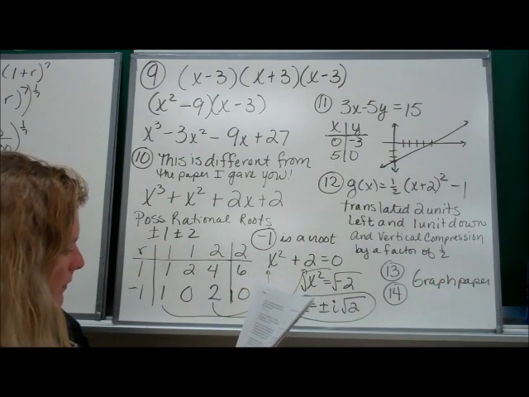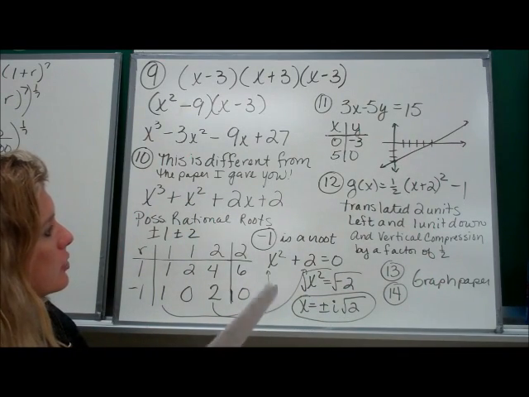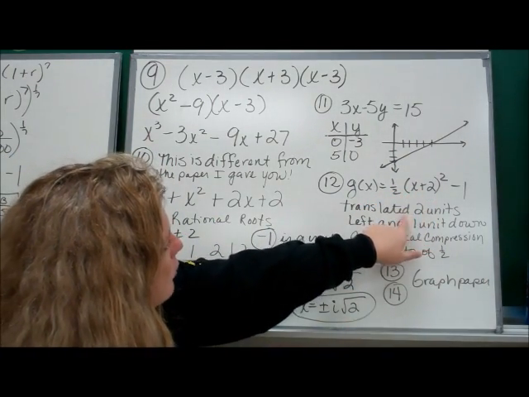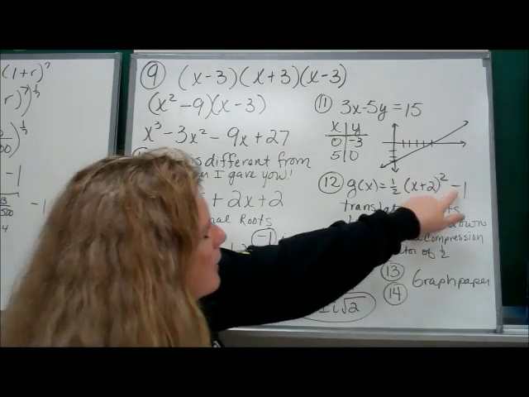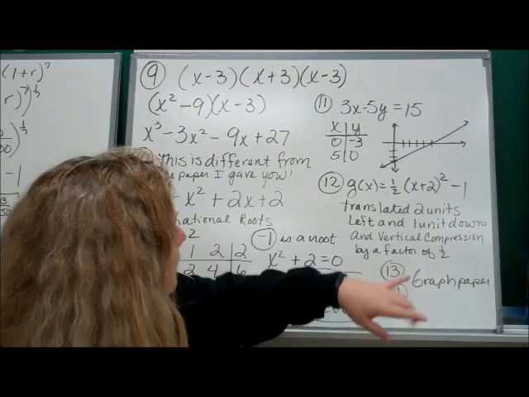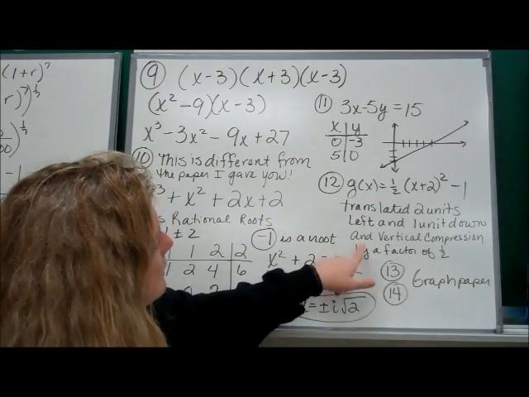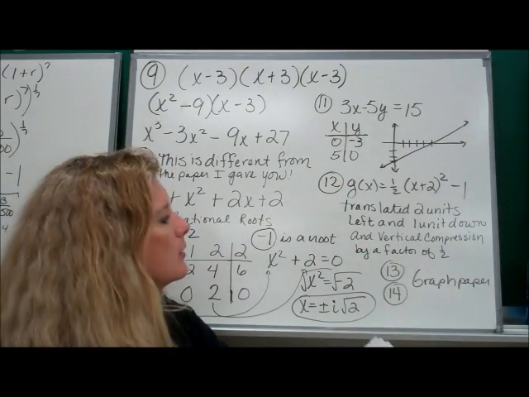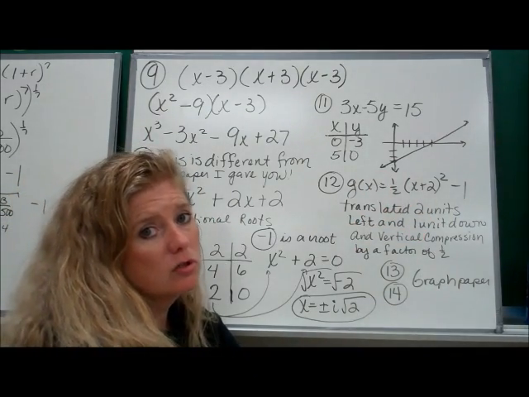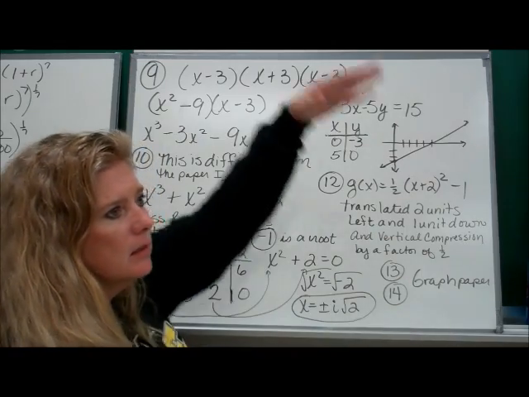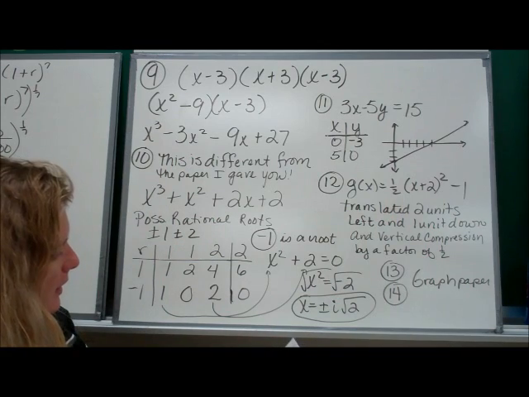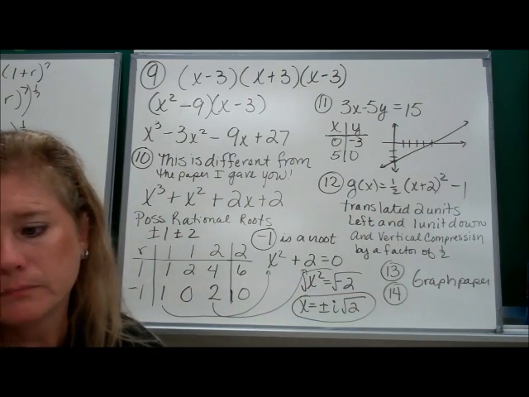12, how is g of x related to the parent function? Well, the +2 means it's translated 2 units left. -1 means it's translated 1 unit down. The 1/2 out front means there's a vertical compression by a factor of 1/2. If this were a 2, it would be a vertical stretch. Stretch makes it longer. Compression makes it shorter. Graph the inequalities. Okay.